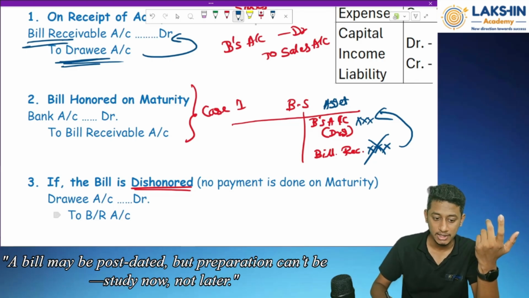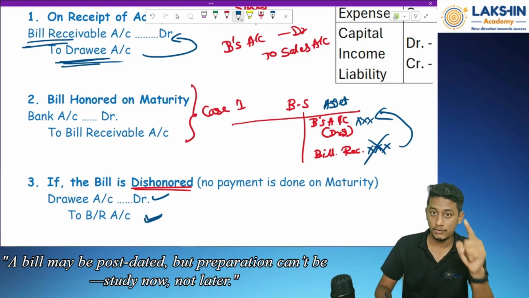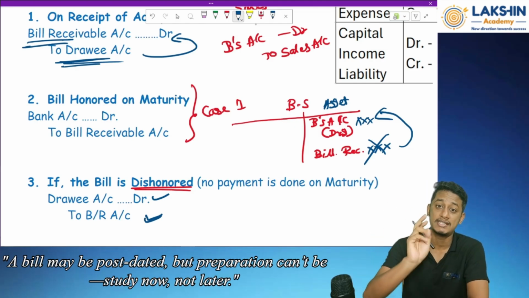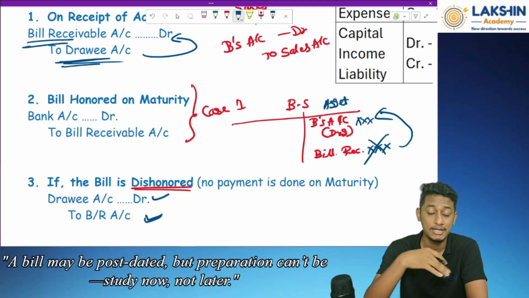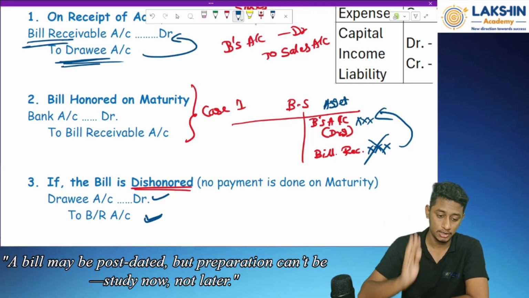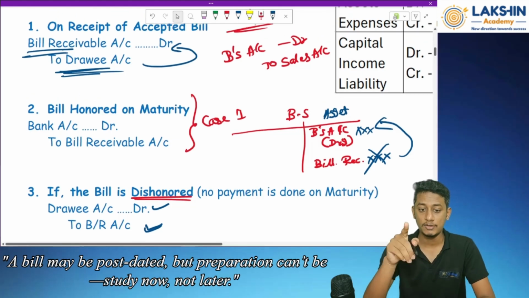So because of this, the entry will be drawee's account debited to bill receivable account. If you don't understand this particular set of entries, please have a look at it again, because these are the basic entries. Believe me, the entries are going to get more and more complicated as we move ahead. Clear?